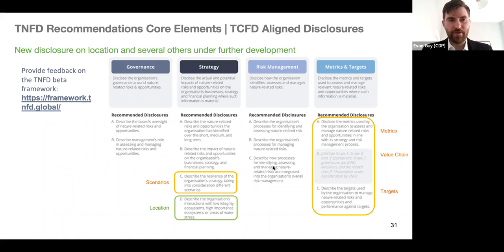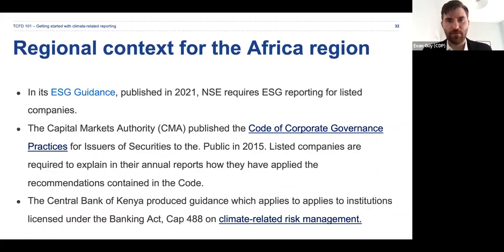Perfect. And then we can zoom out from the global picture to have a look at what's going on in the region. Particularly, it's important to note that the Nairobi Securities Exchange requires ESG reporting for listed companies. The Capital Markets Authority published a code of corporate governance practices for issuers of securities to the public in 2015. Listed companies here are required to explain in their annual reports how they have applied the recommendations contained within the code. And then lastly, the Central Bank of Kenya produced guidance, which applies to institutions licensed under the Banking Act, on climate-related risk management.